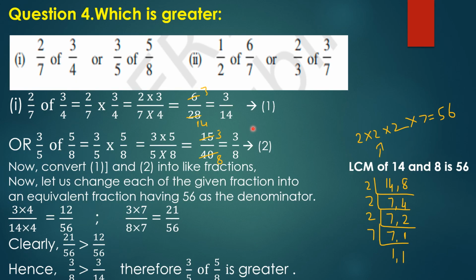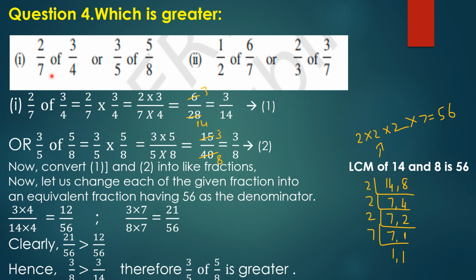Now let us start question number 4. Question number 4 says which is greater. So there is a set of fractions, and we have to find the value of each, and we have to compare the answers of 1 and 2, and conclude which is greater between these two. So here the first one, 2 by 7 of 3 by 4 or 3 by 5 of 5 by 8. Out of these two, we have to find out which one is greater.